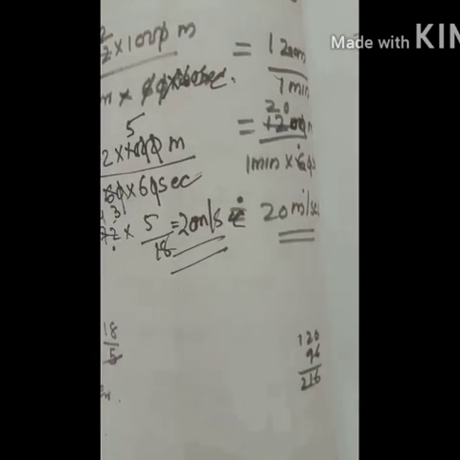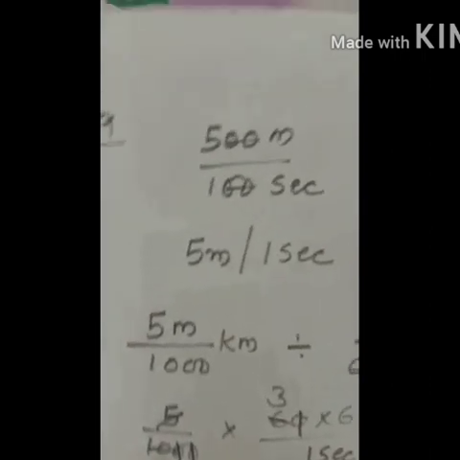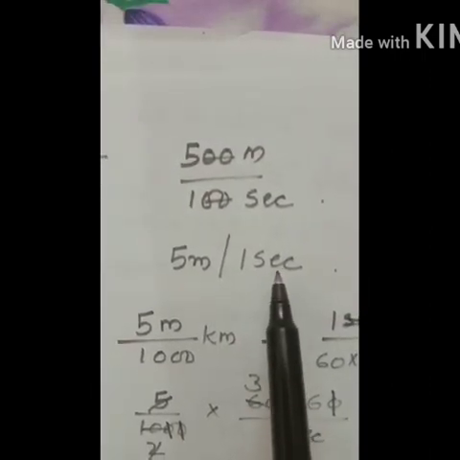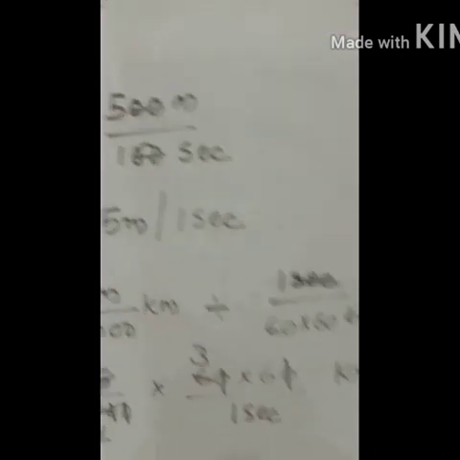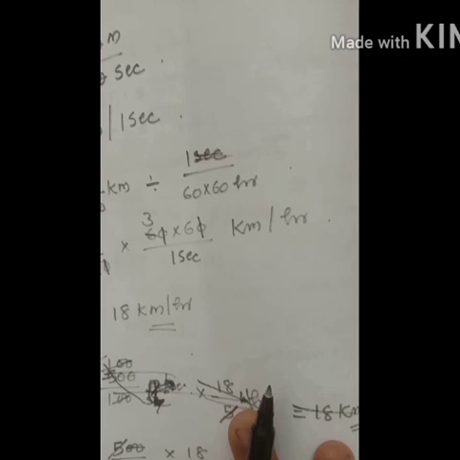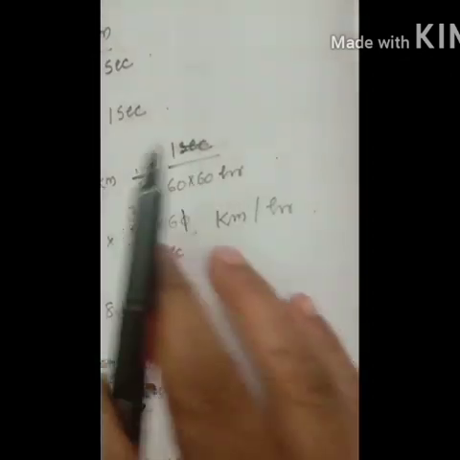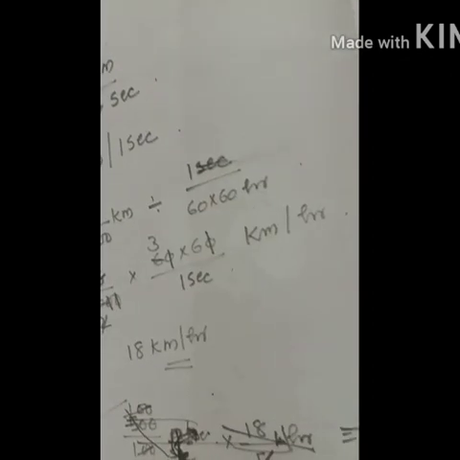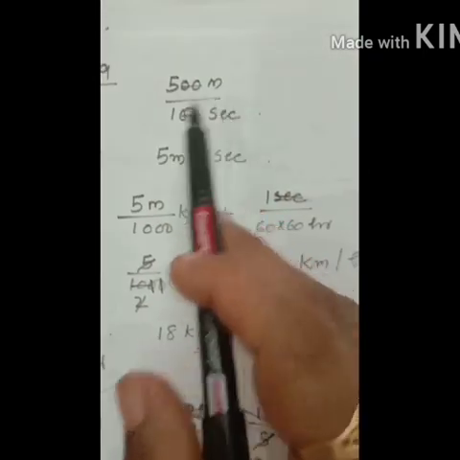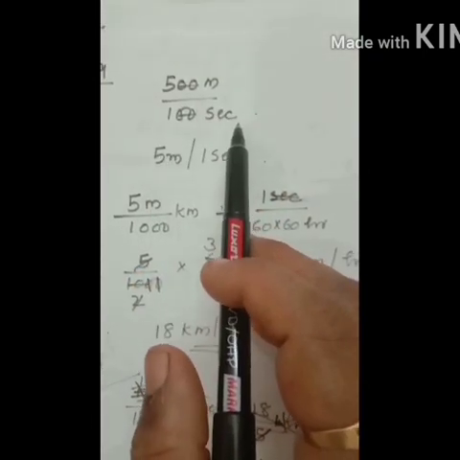Next. Question number 9. Meter per second is given. Savi runs 500 meters in 100 seconds. 500 meters in 100 seconds. That means divide by 100 seconds.